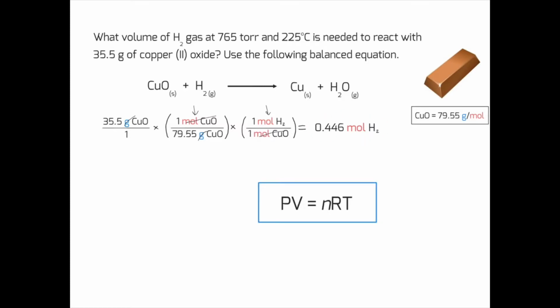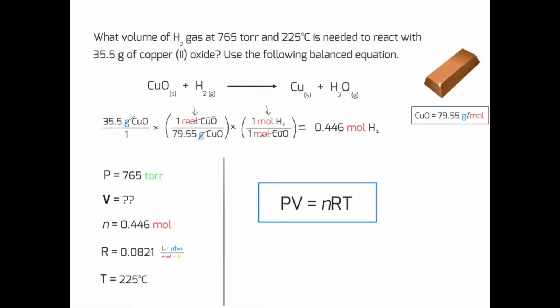So now we're going to use these moles of H2 to convert to volume of H2, and we're going to do it by using our ideal gas law. So we're going to be using this equation to solve for volume. In the problem, they told us that the pressure is 765 torr. We know that we're trying to solve for volume. We just calculated how many moles of gas we have, which is our N value. R is the universal gas constant. Finally, T is the temperature, which they gave us in the problem as 225 degrees Celsius.